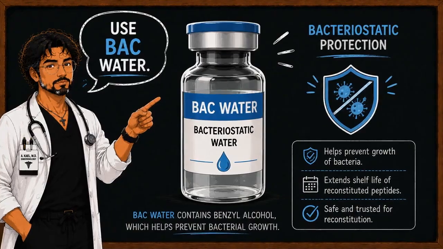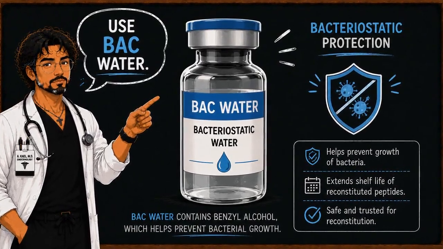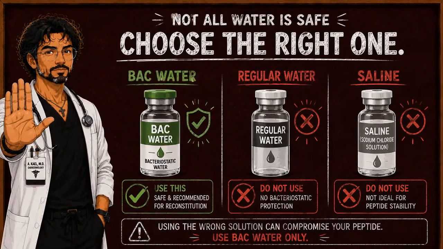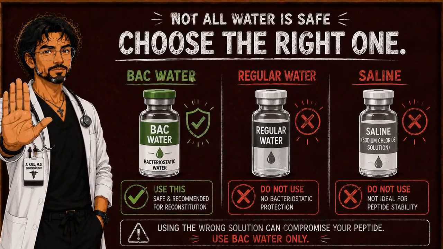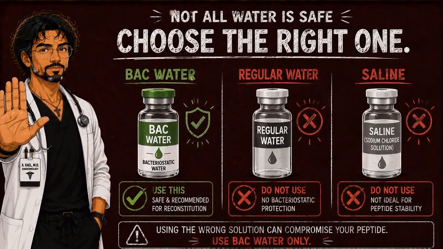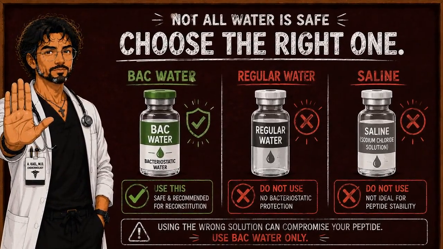Concentration is what determines how many units you draw to hit your target dose. This is the core of reconstitution math. Get this wrong and everything downstream is wrong too. Let's use a concrete example. Say you have a 5 milligram vial of a peptide, and your target dose is 1 milligram.